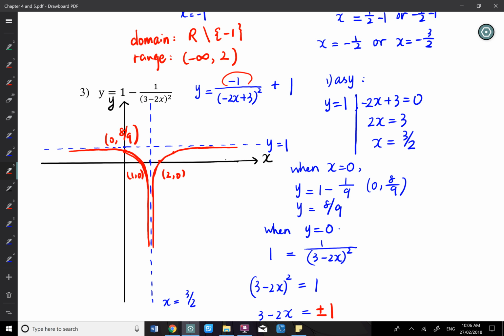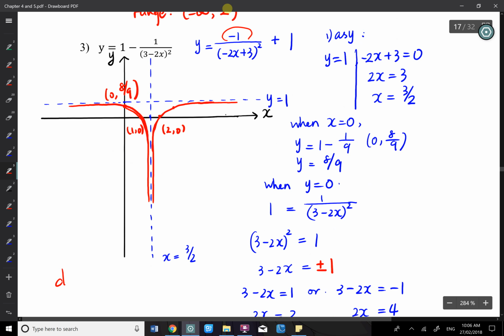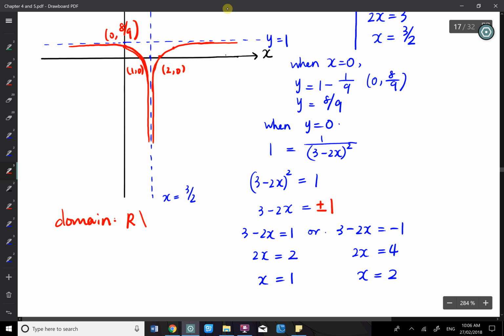Okay, the third case shows you what we should do if there's a coefficient. If the coefficient is inside, we ignore it. If the coefficient is outside, we try to put it onto the top. That's what we'll do. So this graph has a domain. Okay, let's talk about the domain. What's the domain? All reals except 3/2. And the range is -infinity to 1, exclusive. Yeah.